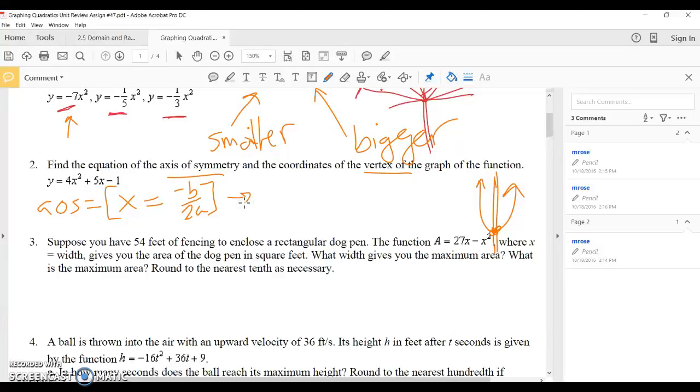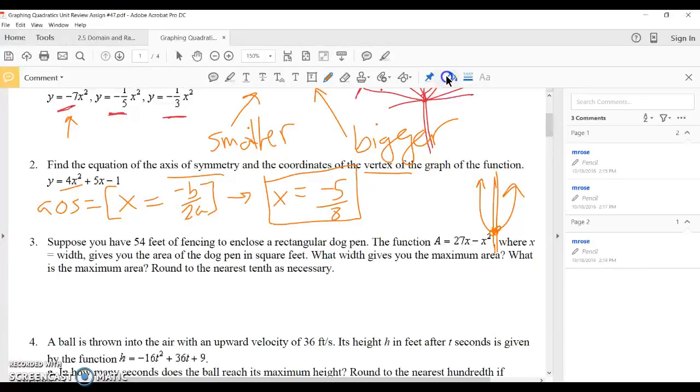So for this problem, that would be x equals -5 over 8. Because a is 4, 4 times 2 is 8. So that's my axis of symmetry.